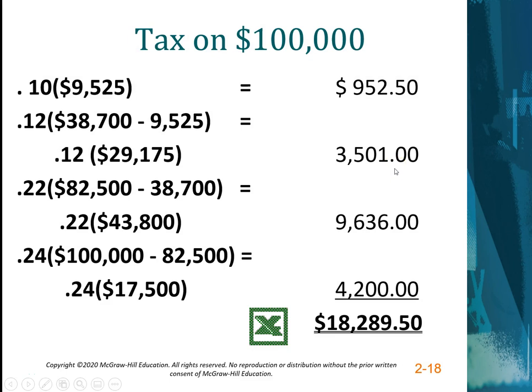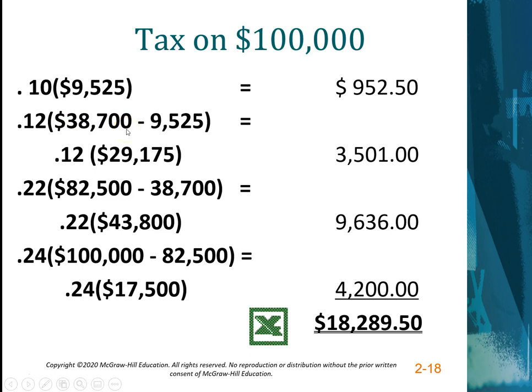Okay, so how do we calculate taxes on income of $100,000? Well, taxes are based on different levels. So for example, if you make $9,525 or less, you would be taxed at a 10% tax rate. So 10% of $9,525 is $952.50.